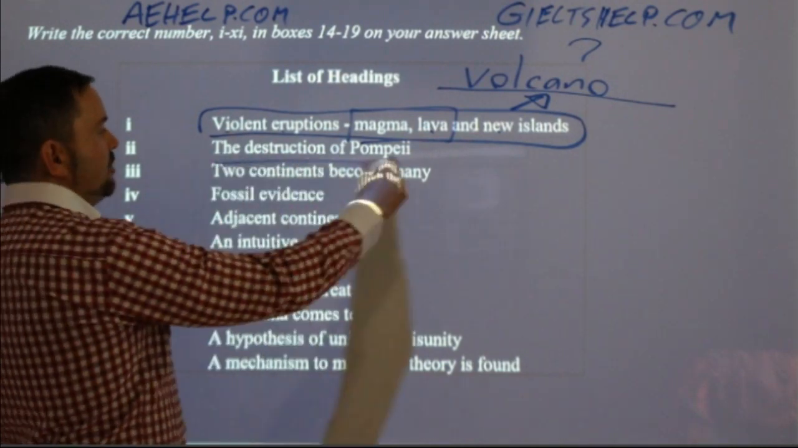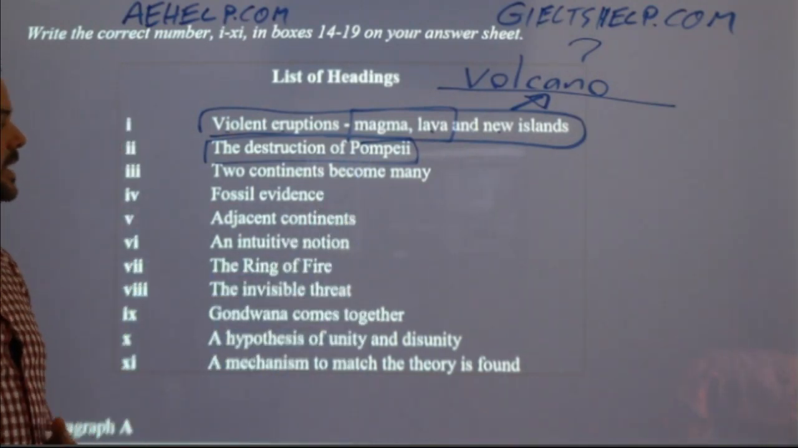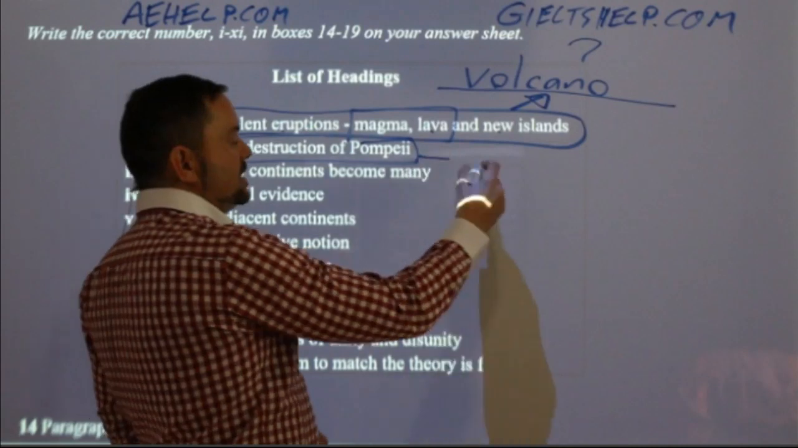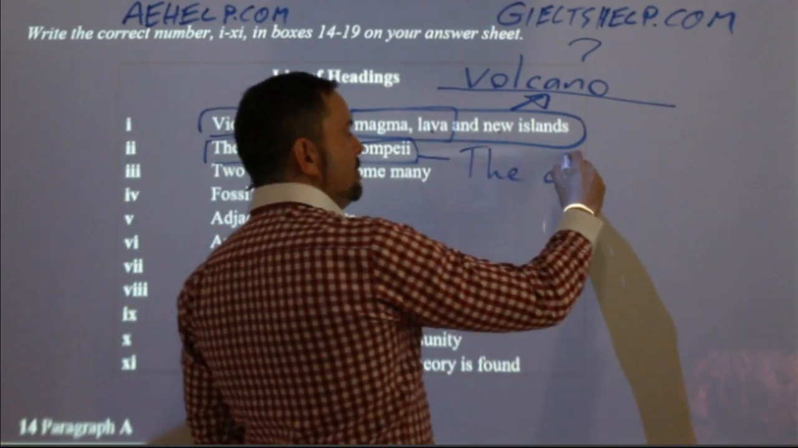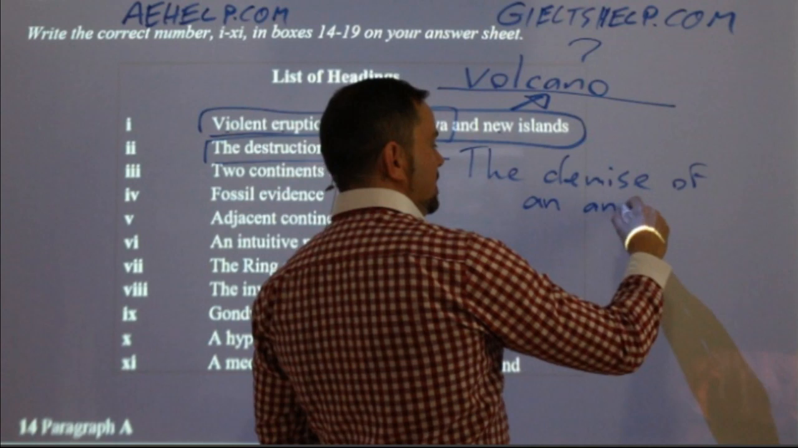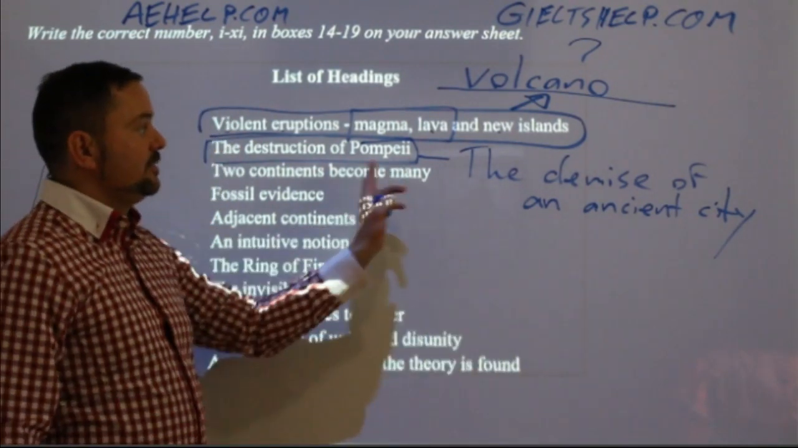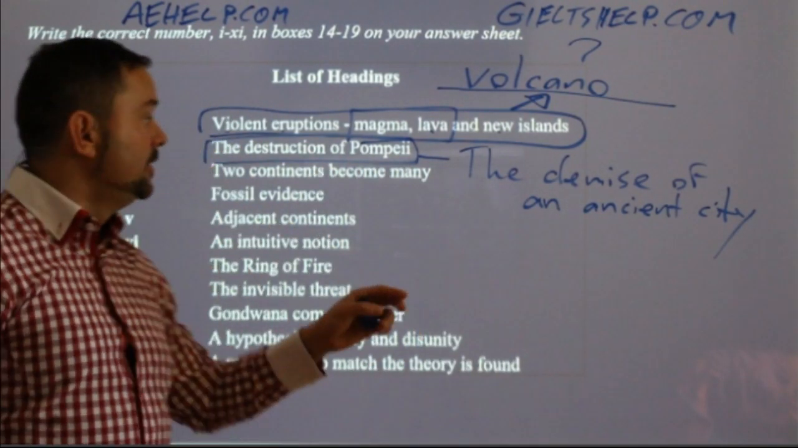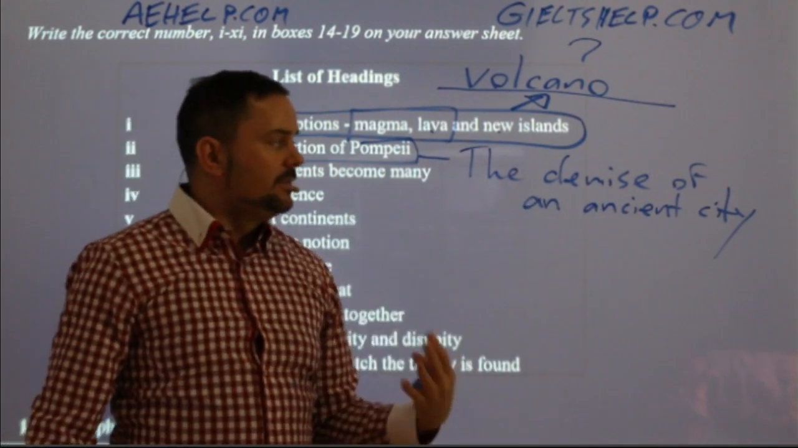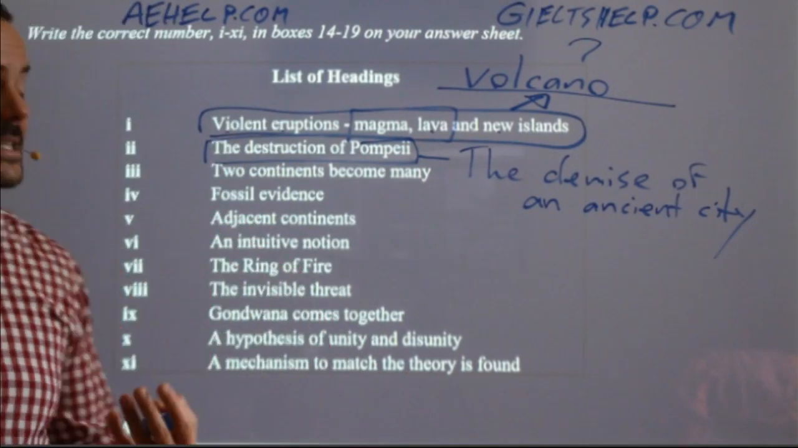The destruction of Pompeii. Well, if anybody knows the famous story of Pompeii in what is today Italy, at that time it was Rome, then you would paraphrase this as the demise of an ancient city. Here I'm doing the descriptive paraphrasing for Pompeii. Demise is like destruction, it's the end. So destruction, demise, they're very similar. Pompeii was an ancient city in what is today Italy, so that's how you can paraphrase it.